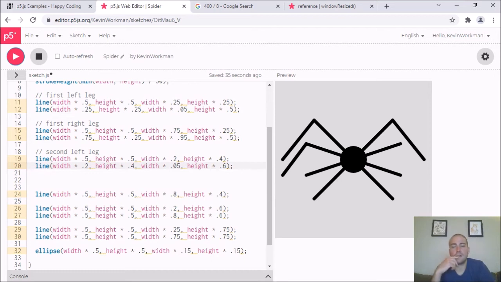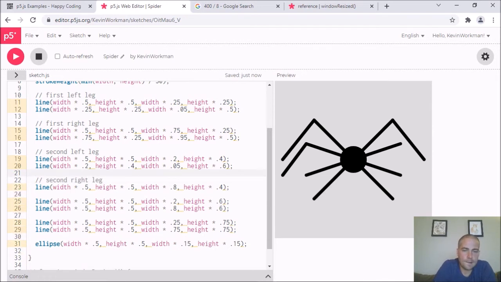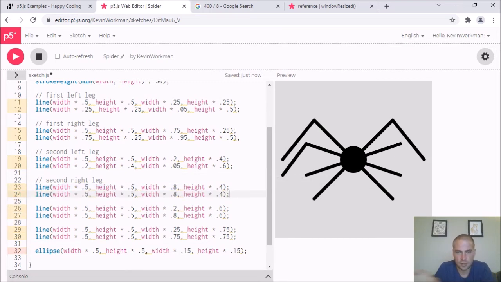I don't hate that. I kind of want to have some better symmetry, but maybe I'll play with that after I get all of the 8 legs in place. Okay, so I've got my second left leg, and let's do the second right leg. Once I get a pattern, I think it'll go a bit faster as well, because right now I'm having to think very carefully about exactly where my legs are going to end up, but really they're following a pattern that I'll probably see in a second.